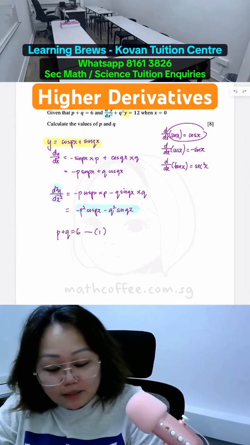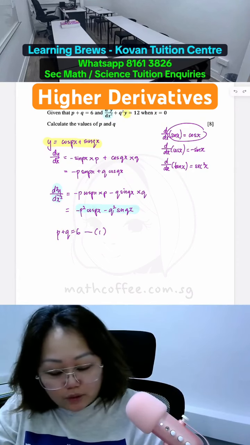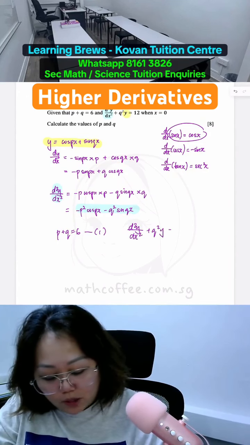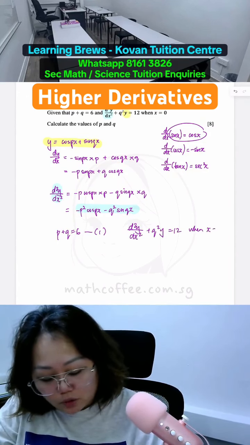And they tell us that when x equals 0, so let's substitute in. So I write d squared y over dx squared plus q squared y equals 12 when x equals 0. So let's sub it.